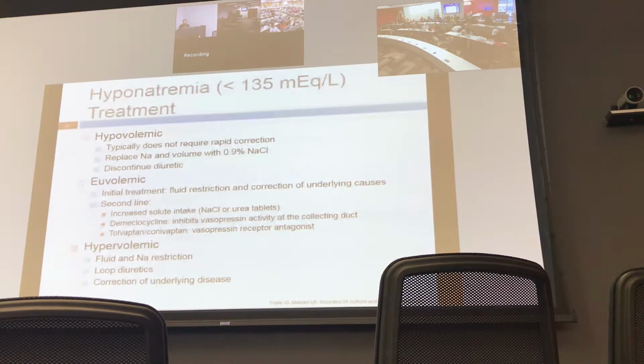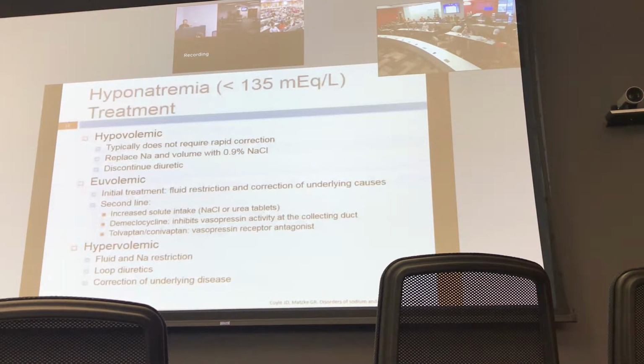And then you can also inhibit that activity of vasopressin. You can either use a Vaptan or you can use demeclocycline, which acts similarly to the Vaptans as a vasopressin antagonist. In hypervolemic hyponatremia, loop diuretics. So restrict fluid, restrict sodium, and get that extra fluid off. So ultimately you want to correct the cause here, not just focus on the sodium as an issue.